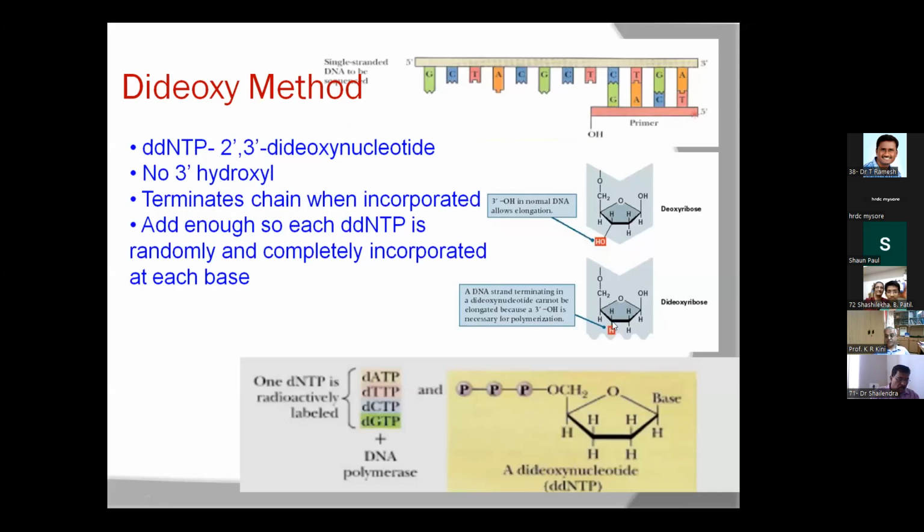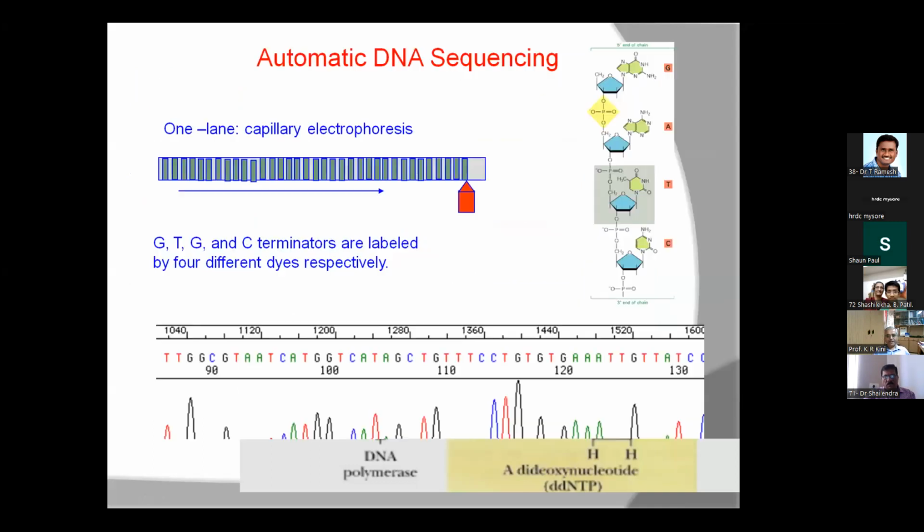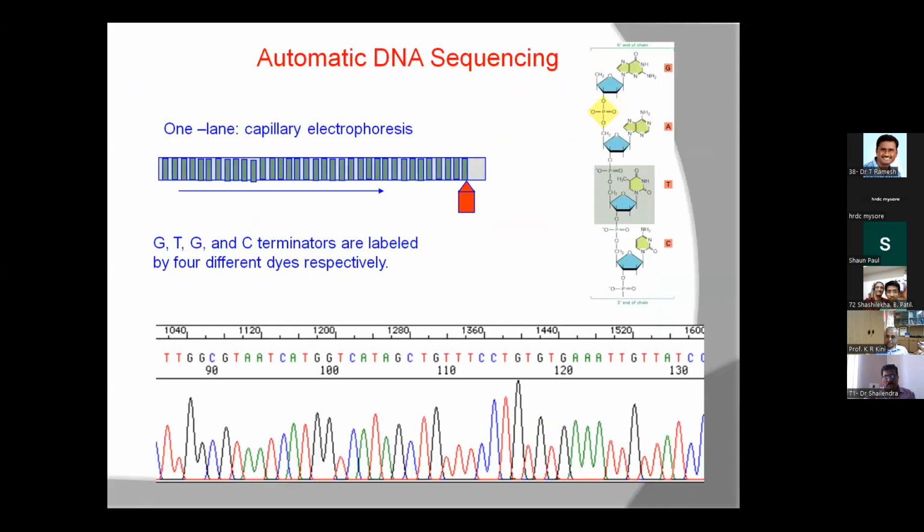Because of that, it leads to chain termination. So one of the four is radio labeled, and this is incorporated into the growing chain by polymerase, and it will stop at that specific length. Now, this chain termination method came up in a very big way because of the availability of automation.